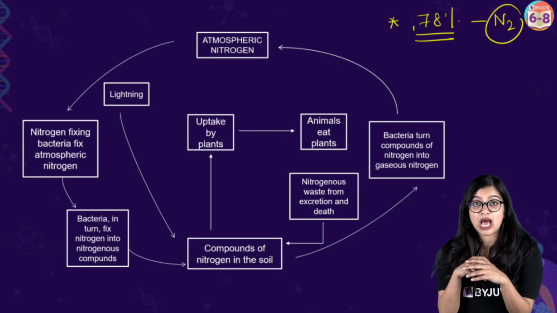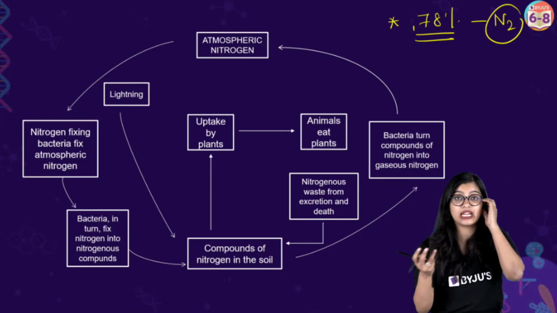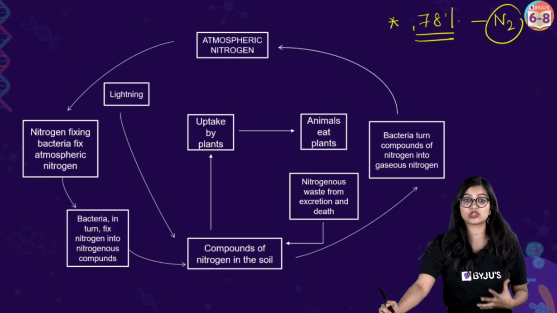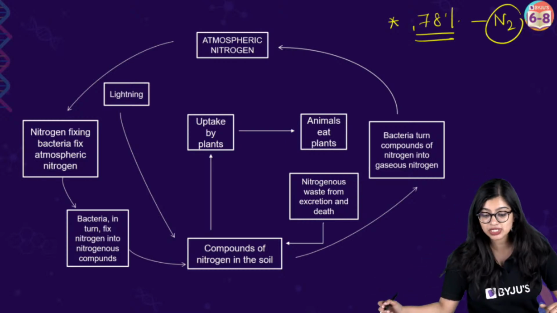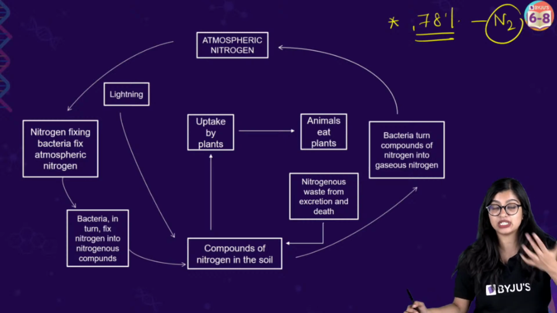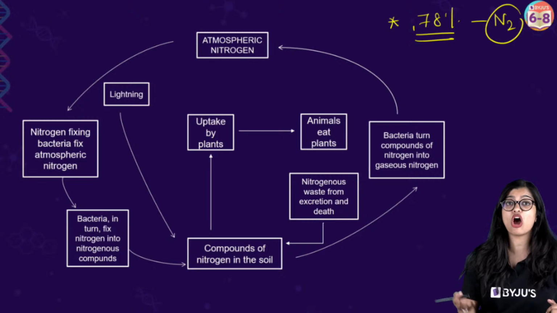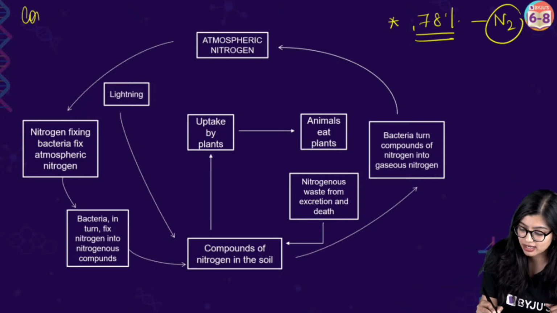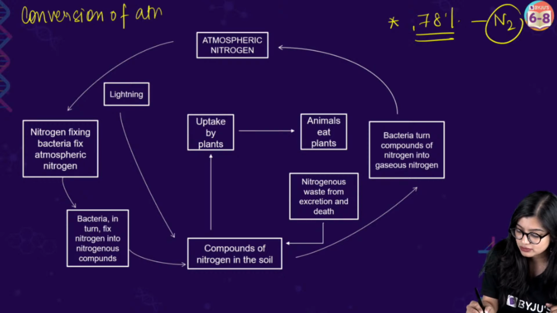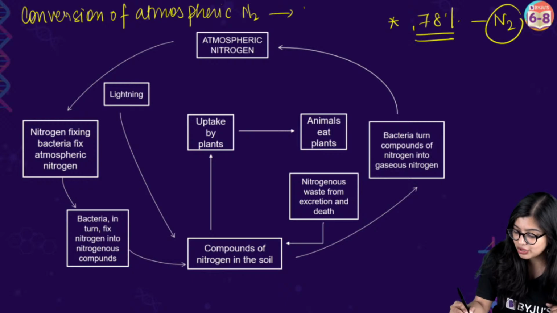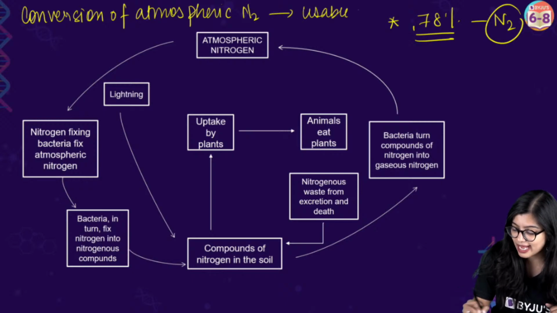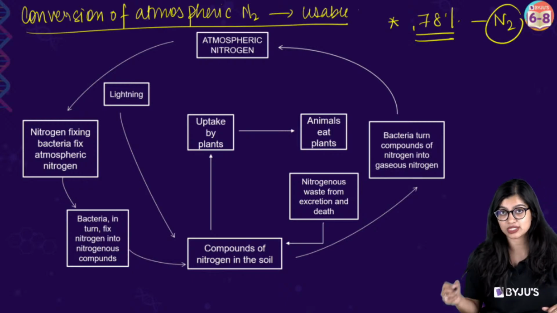In the case of plants, if they need to make chlorophyll or any important substances, they also require nitrogen, right? Which is why atmospheric nitrogen is necessary for us. But atmospheric nitrogen is not usable. So there needs to be conversion of atmospheric nitrogen into usable forms. And that is where the nitrogen fixation process comes in.